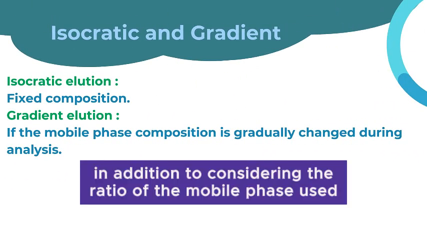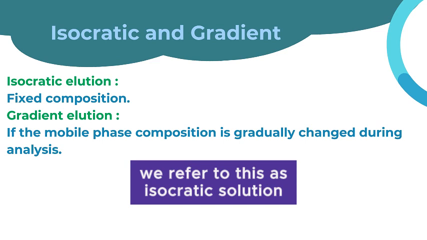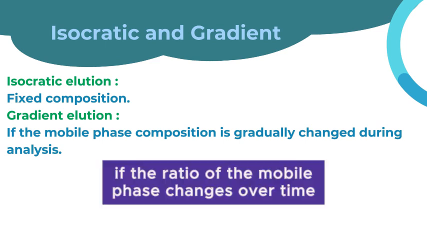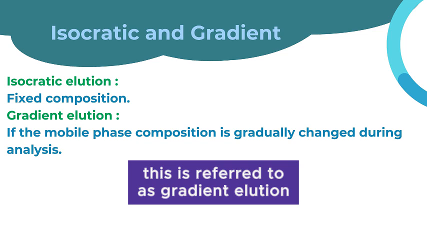In addition to considering the ratio of the mobile phase used, there are two scenarios. If the mobile phase remains constant over time, we refer to this as isocratic elution. However, if the ratio of the mobile phase changes over time, such as variations in the components or changes in the buffer ratio, this is referred to as gradient elution.